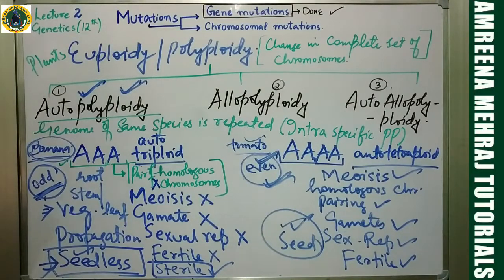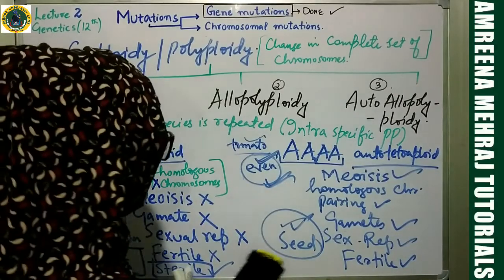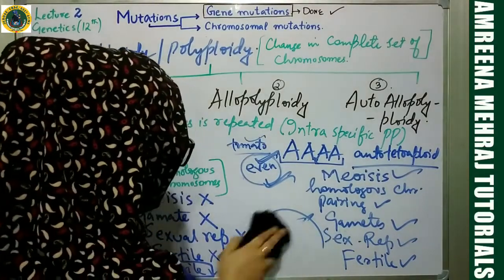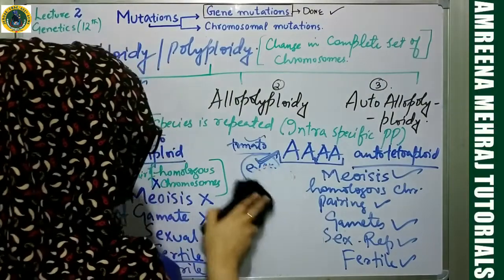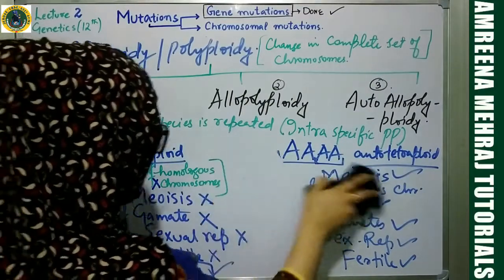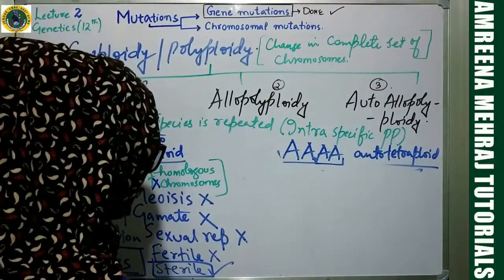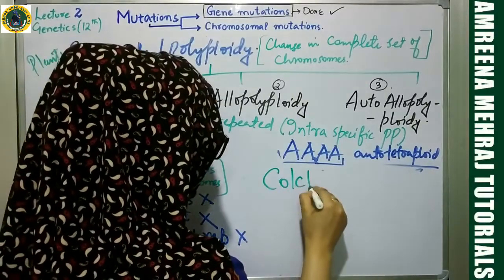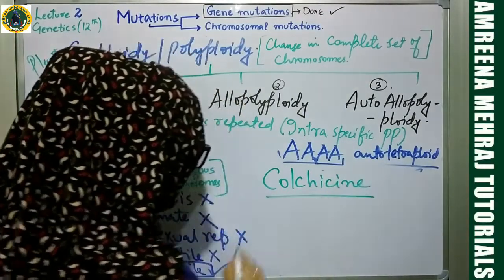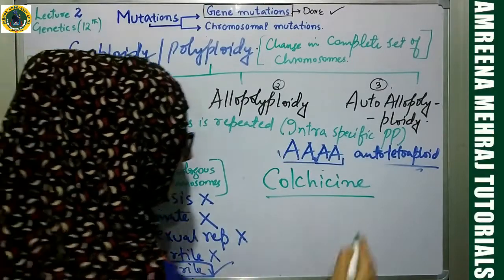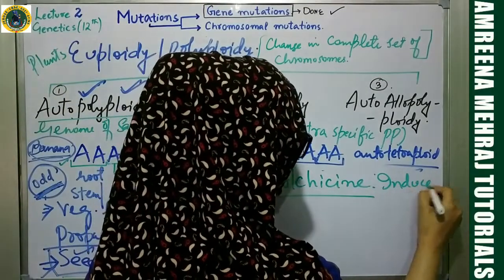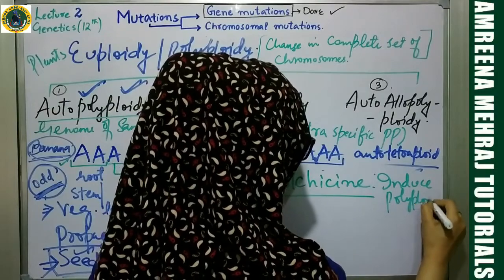Okay, so sometimes, my dear students, it's not necessary that you will wait for nature to go with polyploidy. Naturally polyploidy will arise. Sometimes we can use certain chemicals ourselves, by the help of which we can induce polyploidy. For that purpose we have a chemical called colchicine. Colchicine is a drug which we use to induce polyploidy.